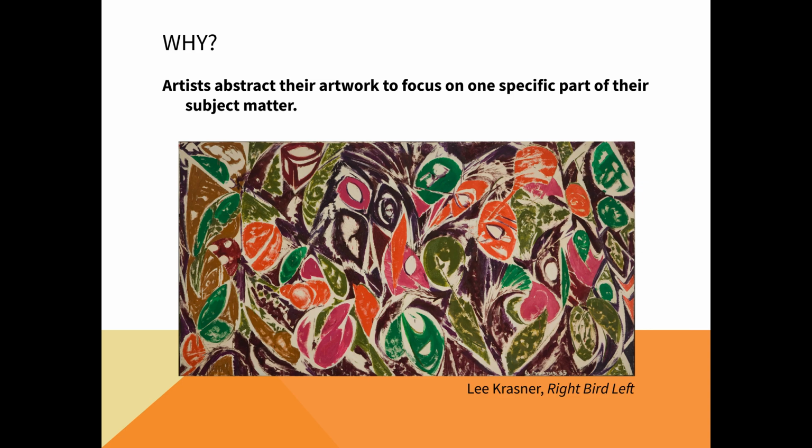So here in this painting, sometimes we can use titles to help us. This is called Right Bird Left. And when we start to think about the title and look at the artwork together, maybe we can pick out things that look like tropical leaves, like maybe this is set in a jungle, or maybe we start to see things that look like eyes, or some bright, colorful feather shapes.